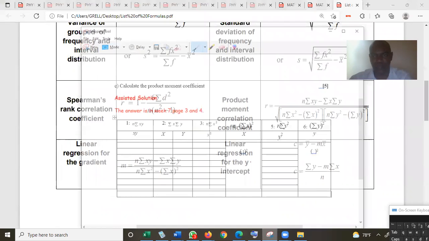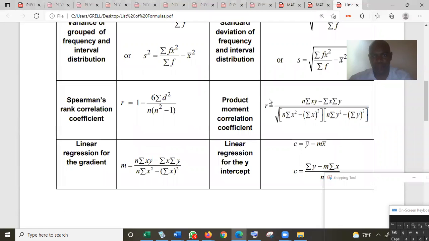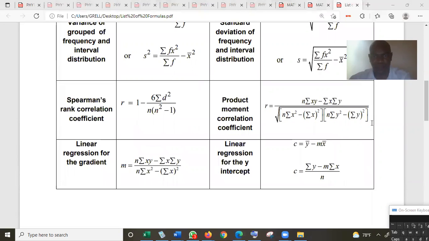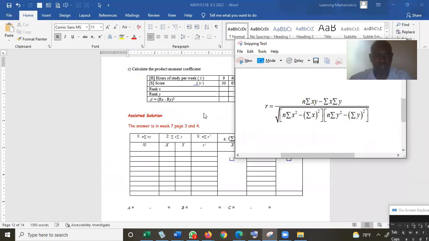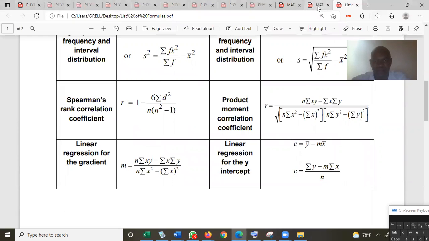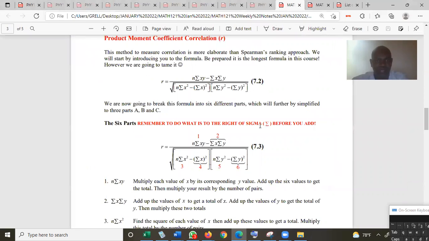Let's take a little snapshot of it. Every term in this formula has sigma. Now it says you can check out assistance in week 7, page 3 and 4, weekly notes number 7. And here is the formula again. And here are the steps as to how to deal with this formula.